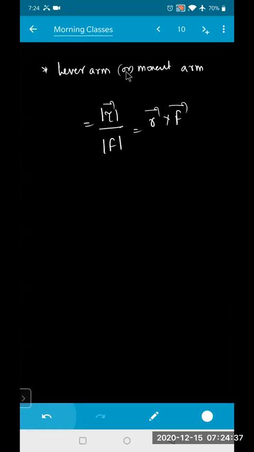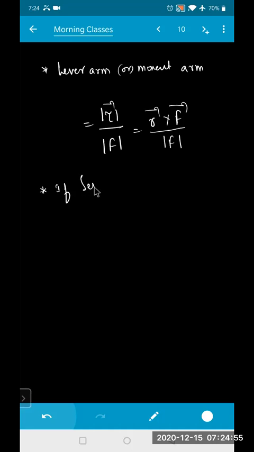Chalo. So what is the lever arm, beta? Lever arm or moment arm? Moment arm is how much for me? Tau bar divided by F. Tau bar is nothing but what? R bar cross F bar, divided by mod of F. Okay?